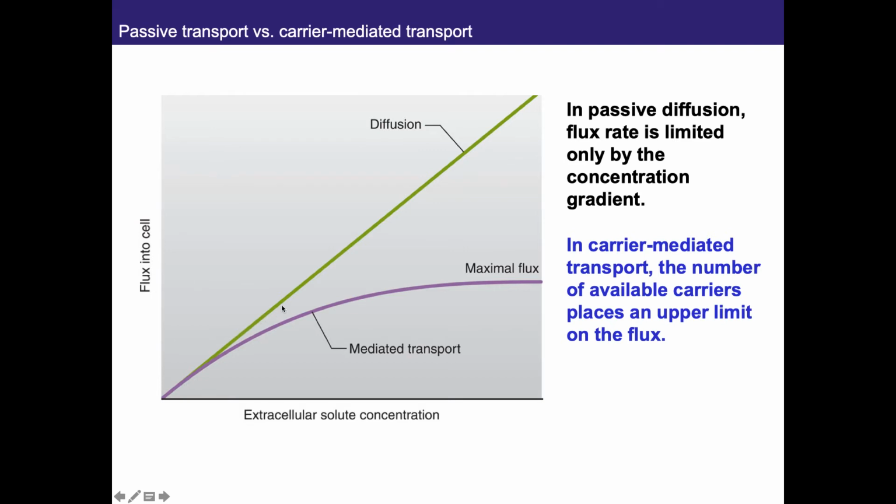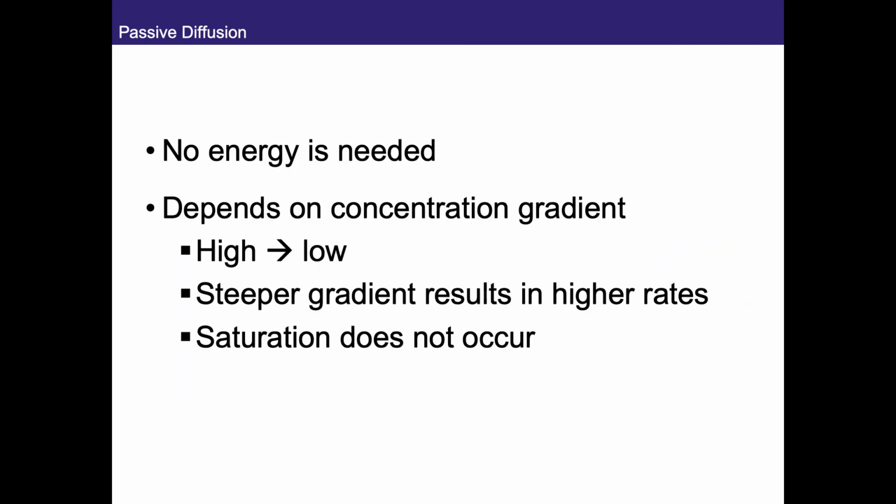And you can see there's a linear relationship here with passive diffusion. So in passive diffusion, the flux rate is limited only by the concentration gradient. The greater the concentration gradient, the greater the net flux. All right, so if you are starting that chart that I was talking about, here's a review slide. For passive diffusion, number one, no energy is needed. Number two, it depends on the concentration gradient. The greater the concentration gradient, the greater the net flux. And the direction of flux is always going to proceed from high concentration to low concentration.